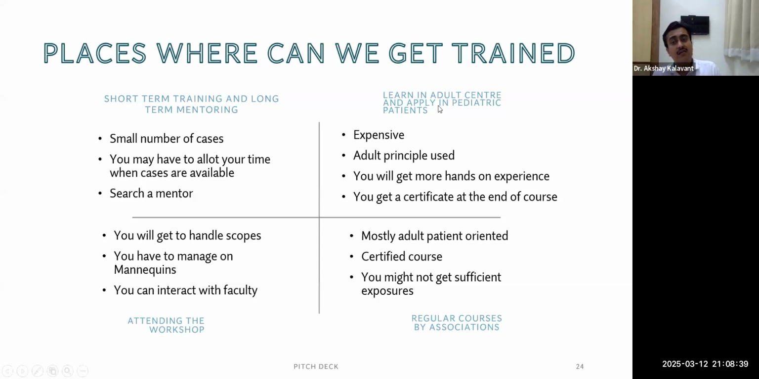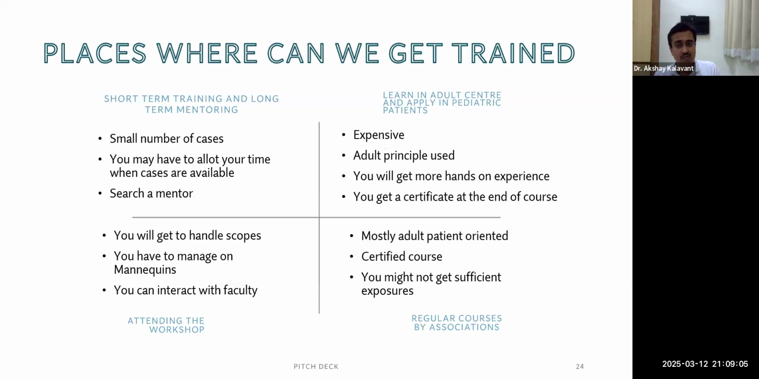Next, another common way in which you can enter is to learn endoscopy in an adult center and apply that in pediatric patients. We know the pediatric disease as well. We know the pediatric anatomy well. We can apply that, but you have to go through an adult learning process in adult patients. There are so many centers, which I'm not going to name now, but they charge a hefty amount, something like 80,000.